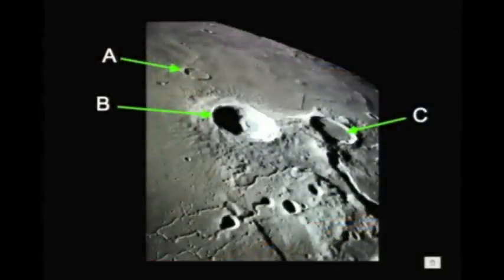Okay, welcome back. You may have said crater B and crater C are similar because they're both large compared to crater A, but I was looking for crater A and crater C as being similar, because unlike crater B, they appear to have flat bottoms rather than rounded out bowl-shaped craters, which is what we have seen in so many pictures. And the reason for that has to do with magma or lava.